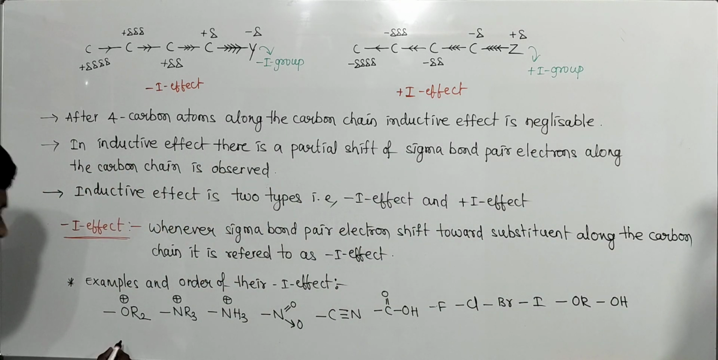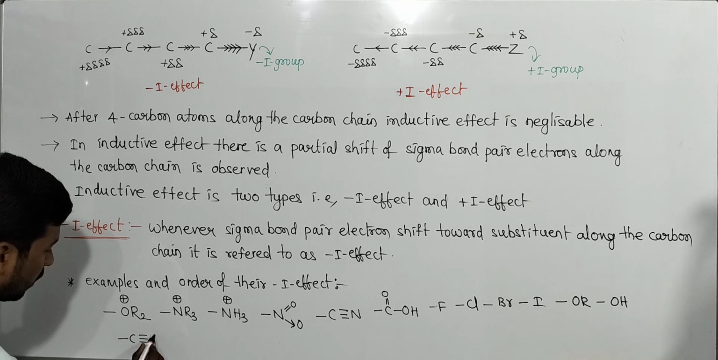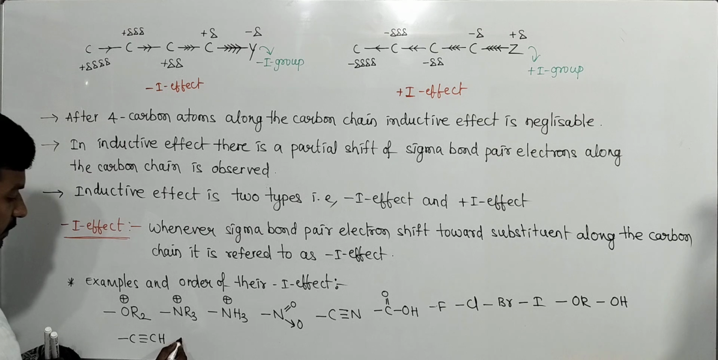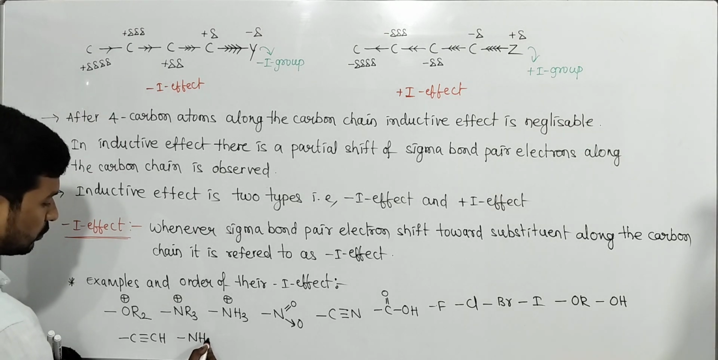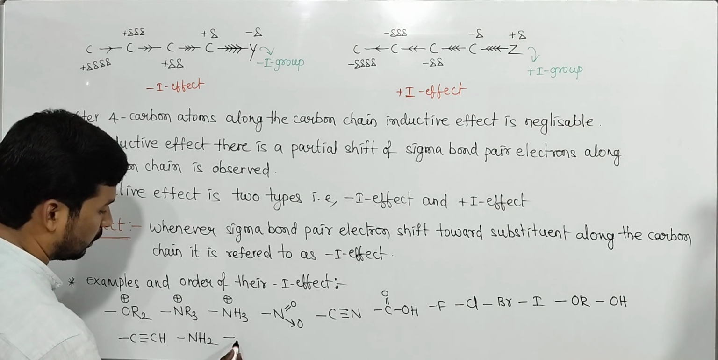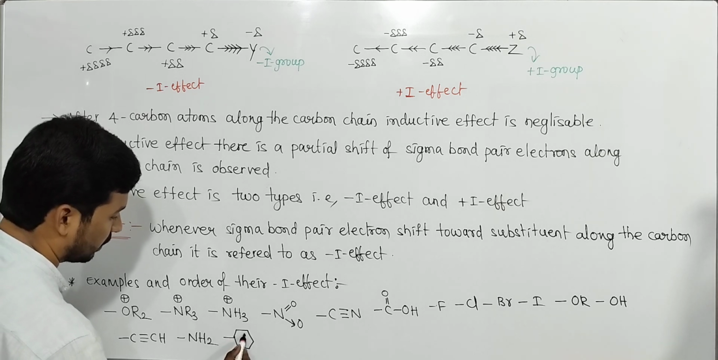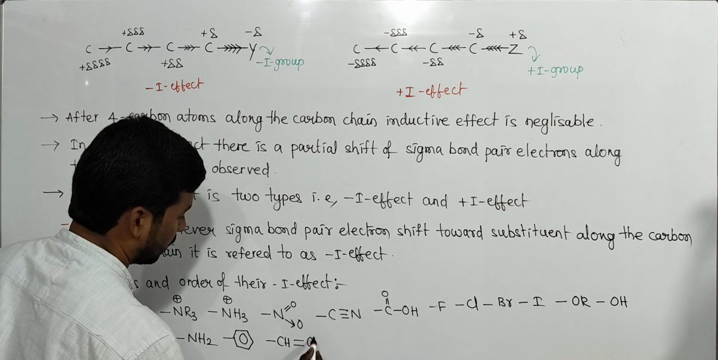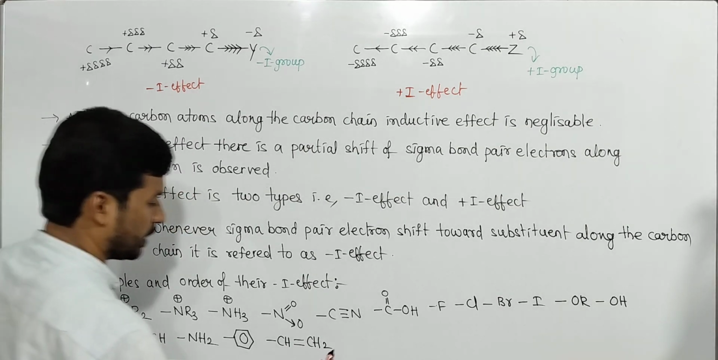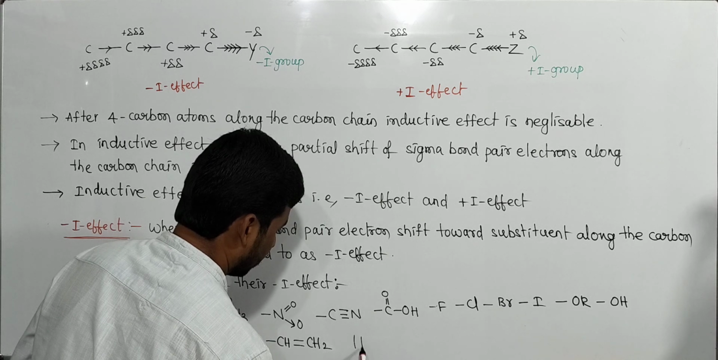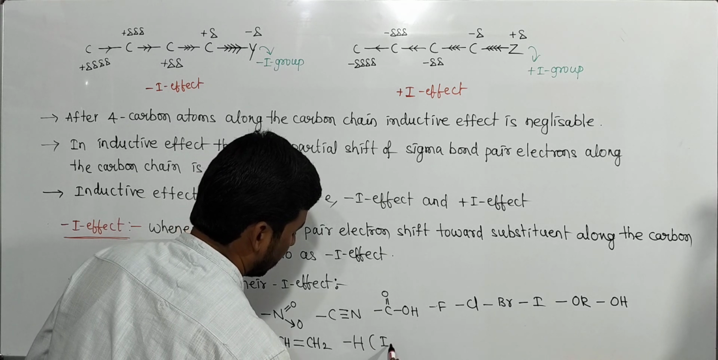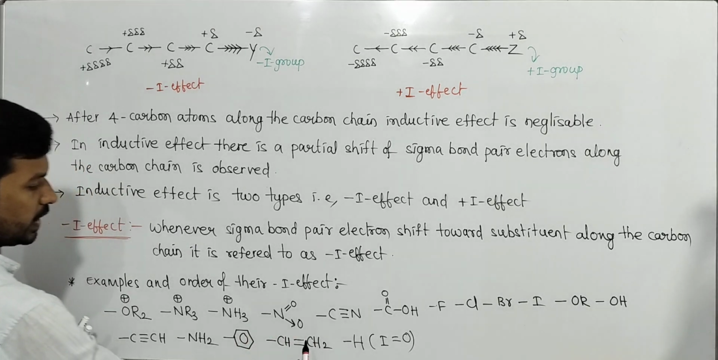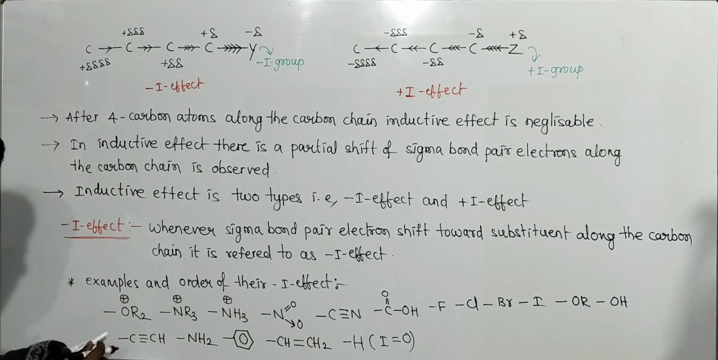Okay. Then the CH triple bond has a minus I effect. Then the NH2 group has a minus I effect. After that, the phenyl group has a minus I effect. After that, the CH2 double bond has a minus I effect. Finally, hydrogen. I am comparing with hydrogen. Hydrogen inductive effect is 0. That means when compared to hydrogen, all these have a high inductive effect.